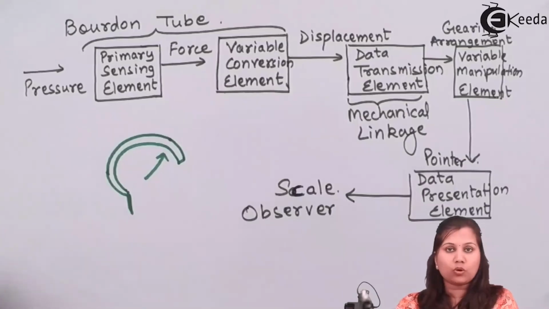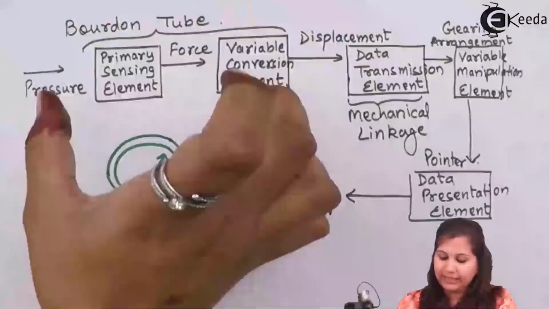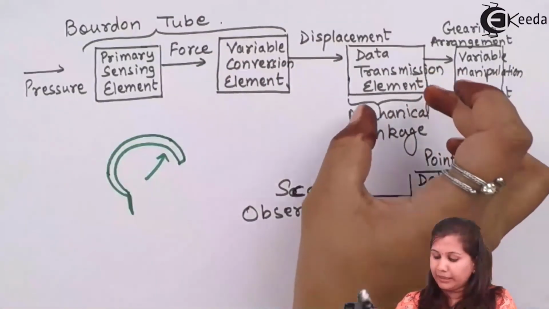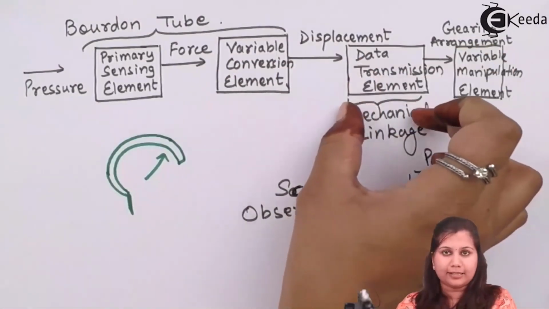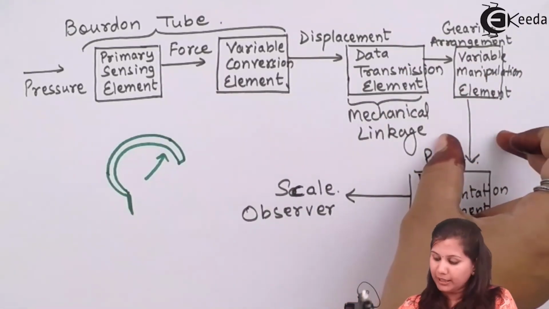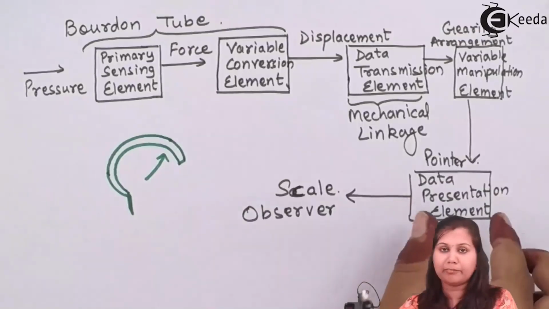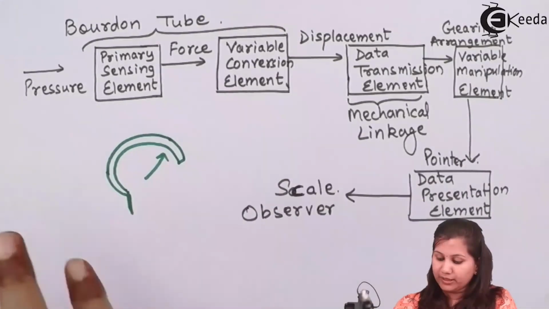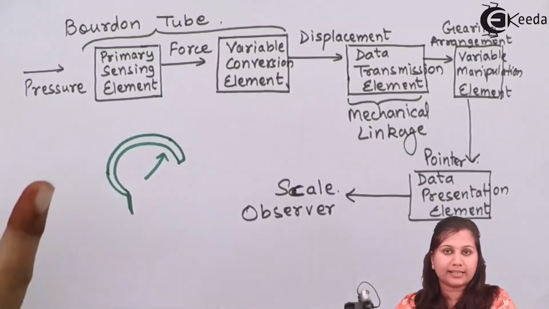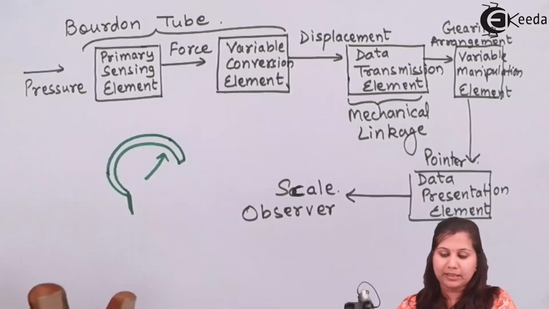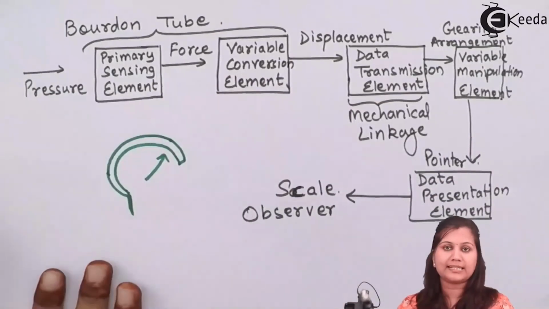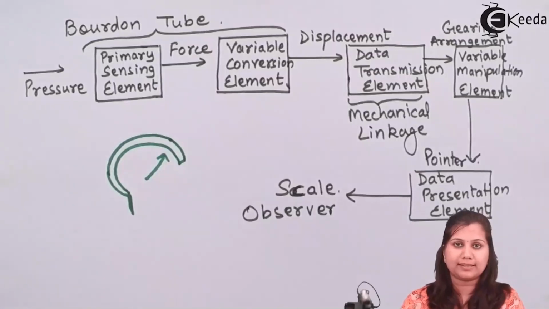So in this whole mechanism, the Bourdon tube is acting as both the primary sensing element and the variable conversion element. The mechanical linkage is acting as the data transmission element. The gearing arrangement is acting as the variable manipulation element, and the pointer is acting as the data presentation element. So this is how the complete pressure measurement system is described. The various functional elements are mentioned over here. This is an example of a pressure measurement system.